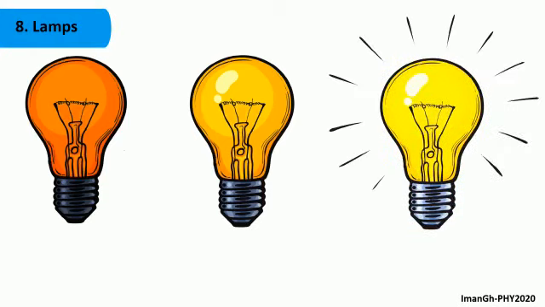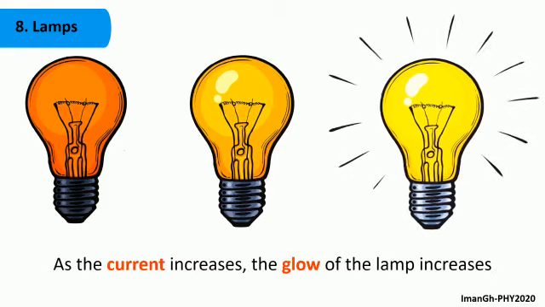Observe the following lamps. How can you compare their brightness? Lamp 3 shines more brightly, while lamp 1 shines more dimly. The current across a lamp affects its brightness. As the current increases, the glow of the lamp increases.